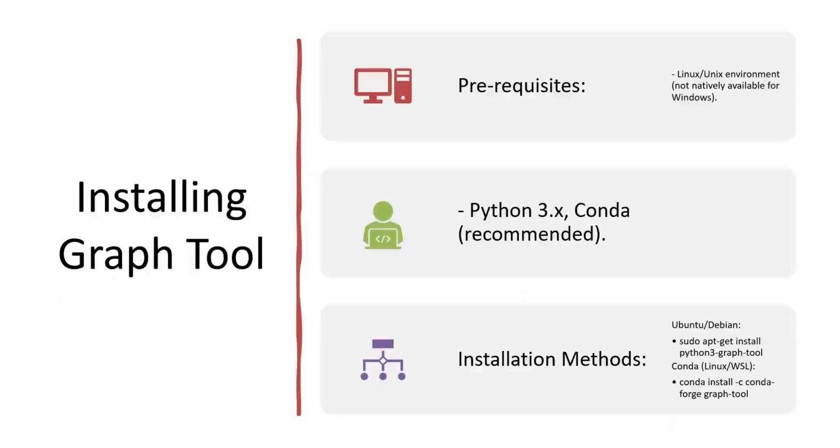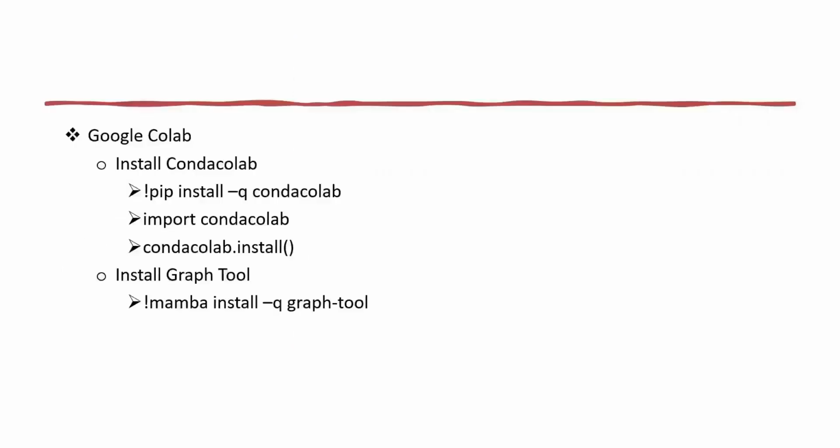Installing Graph Tool. Graph Tool works best on Linux or Unix systems, and it does not run natively on Windows. If you are using Ubuntu, you can install it with a simple apt-get command. If you are on Windows, the easiest option is to use WSL with Conda. You can also use Google Colab for the Graph Tool library. For this, you need to install the Conda package manager on Colab and then install the GraphTool module. You can follow the commands mentioned here.